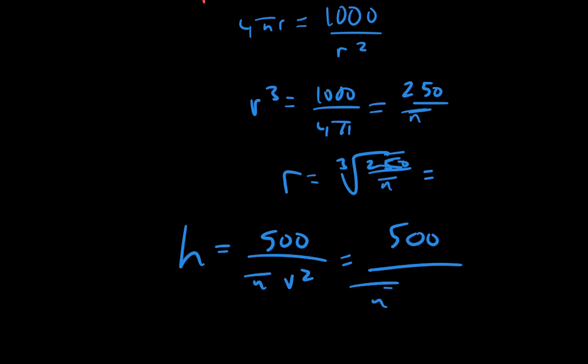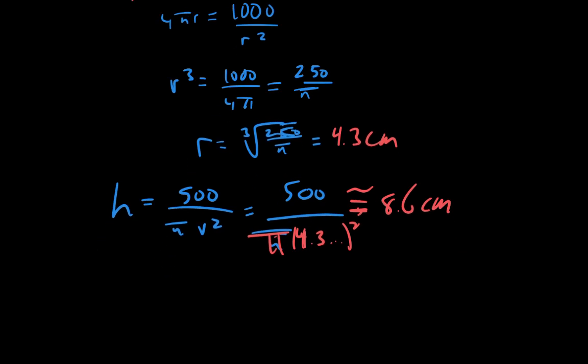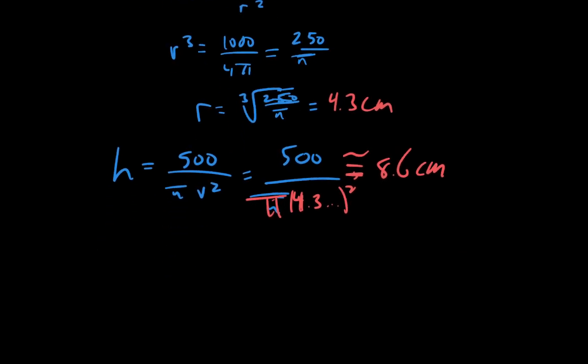So when we plug this into a calculator, we get r is equal to around 4.3. So that would be 4.3 squared. And when we plug this into our equation, 500 over pi times 4.3 squared, we get approximately 8.6, and these are centimeters because we made that easy conversion. That milliliter is basically a centimeter cubed.